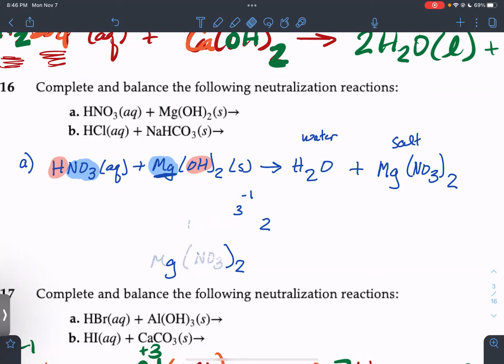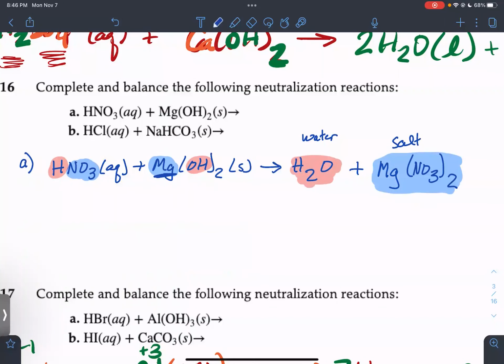Now, what else do we need to do? We need to balance it. And if you just want to remember this Mg(NO3)2, these were the substances that were in blue, and these were the ones in red, so that you can see where that came from. Okay, so we need to balance it.